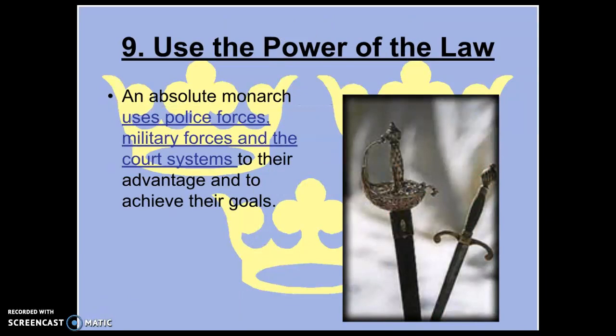Number 9, using the power of the law. An absolute monarch uses police forces, military forces, and the court systems to their advantage to achieve their goals. So an absolute monarch kind of twists the system a little bit to make sure that things are going in his way, not necessarily the citizens' way. And a lot of times he does that without the citizens even noticing.